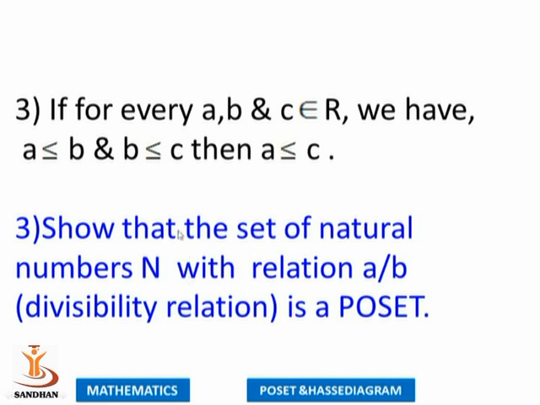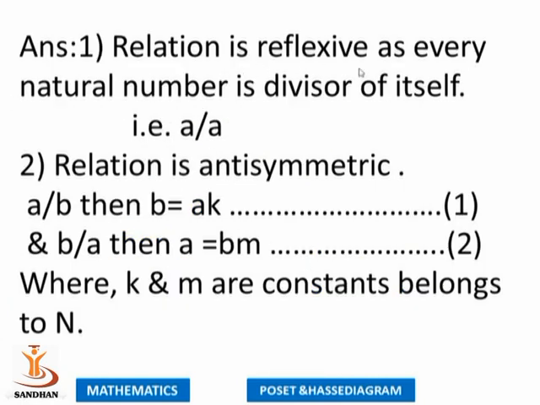Okay. The next example is: show that the set of natural numbers N with the relation A divides B, that is the divisibility relation, is a poset. So here our set is the set of natural numbers, containing all the positive whole integers, and our relation is divisibility. The first condition is reflexivity. We can say that every number is divisible by itself. So 1 divides 1, 2 divides 2, right? So every element A divides itself. So (A, A) belongs to R. So the relation is reflexive.